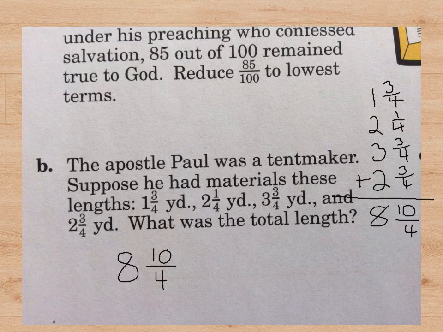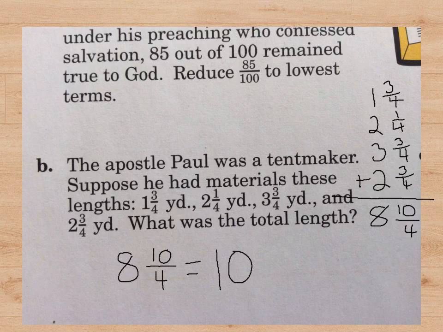10 over 4 is an improper fraction. We have to make that proper. So we need to ask, how many times does 4 go into 10? 4 goes into 10 2 times. So that 2 we're going to add to our 8. So 8 plus 2 would be 10.